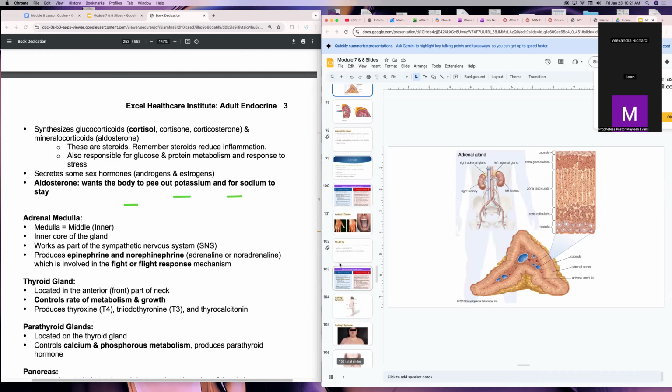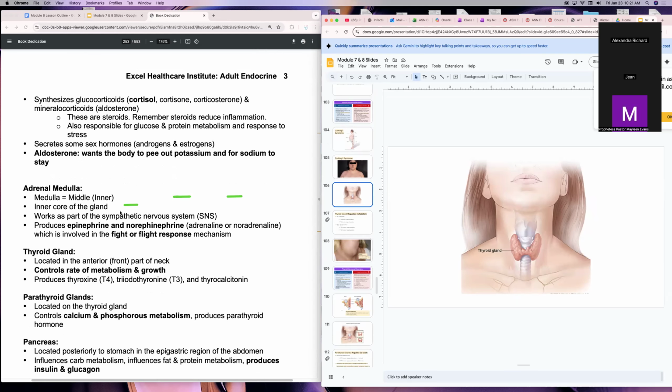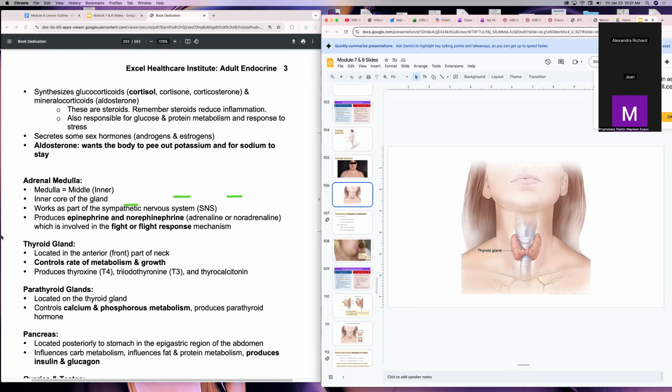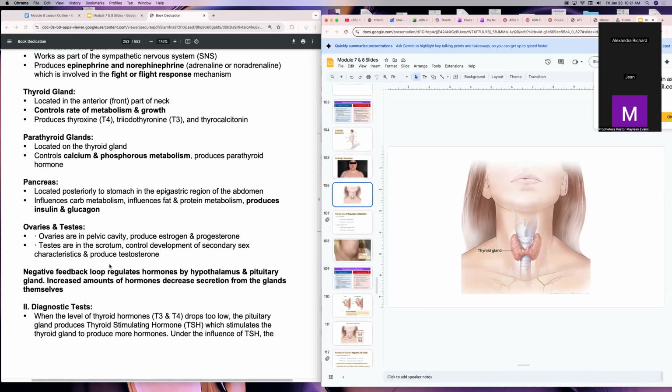Next up is your thyroid gland. Your thyroid gland is located in your neck. It wraps around your trachea, and it controls the rate of metabolism and growth. So just memorize that the thyroid gland controls metabolism, and it produces thyroxine, T4, triiodothyronine, T3, and thyroid calcitonin.